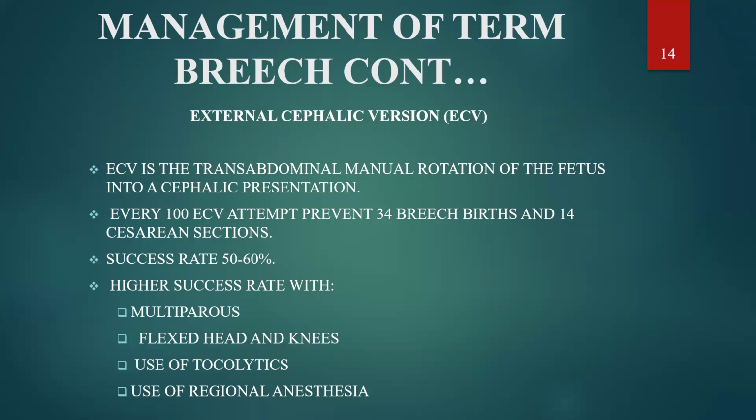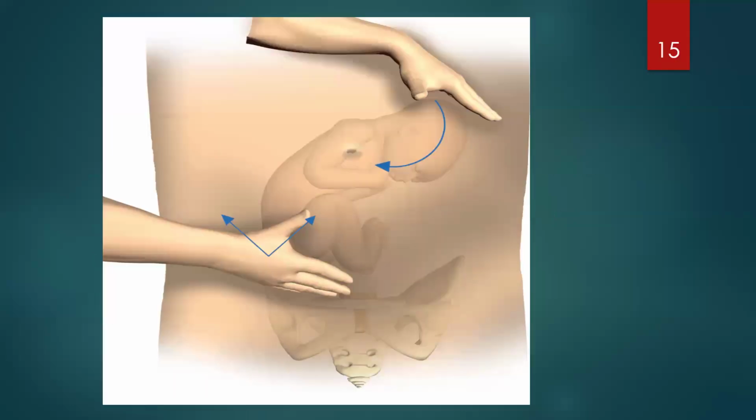The success rate is around 50 to 60%, and the success is higher in multiparous patients. In patients where you have the head and the knees flexed, when you use tocolytics for the external cephalic version, and also the use of regional anesthesia, all these allow for uterine and maternal muscle relaxation for you to be able to do the version.